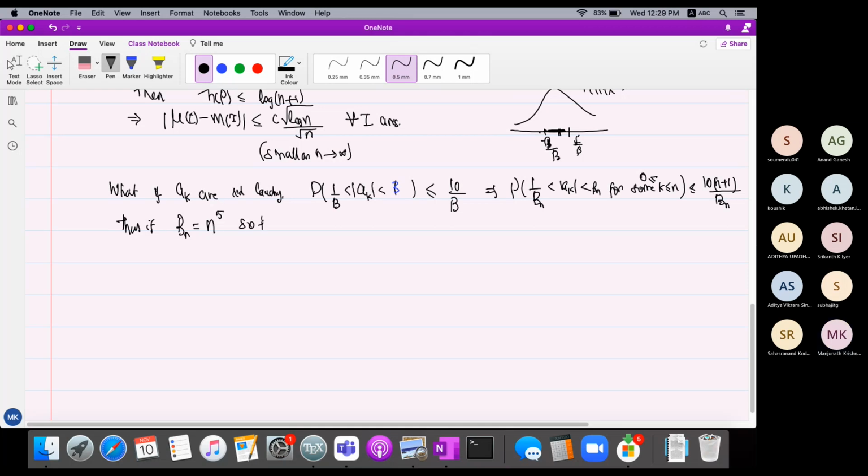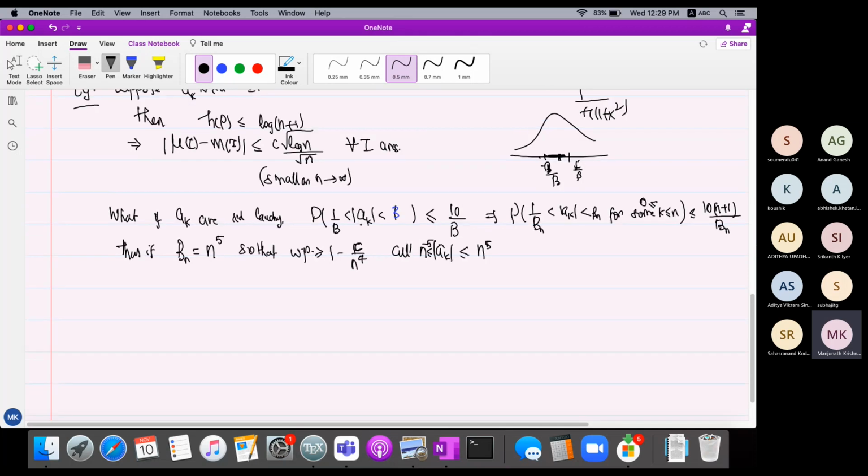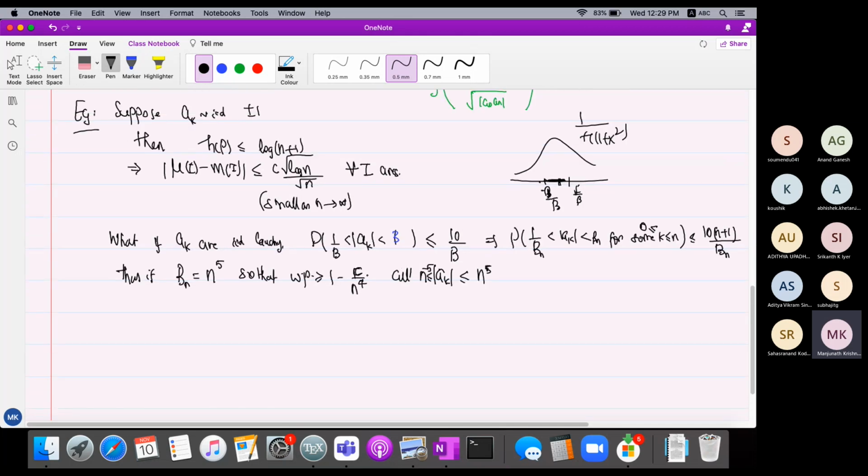So with probability greater than or equal to 1 minus some constant over n to the 4, all AKs are between n to the 5 and n to the minus 5. So this is a very good probability. If you know Borel-Cantelli and so on, this is something that is summable, 1 over n to the 4. So with very high probability, all the coefficients are between n to the 5 and n to the minus 5.